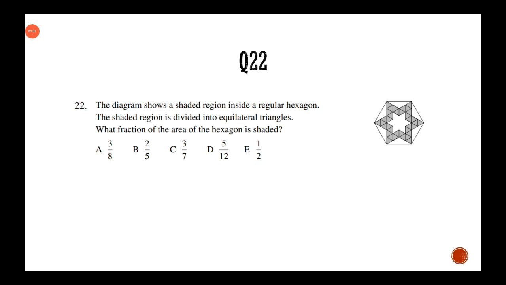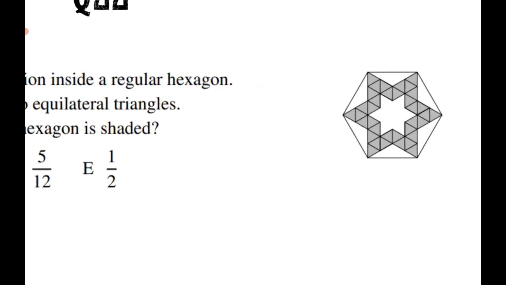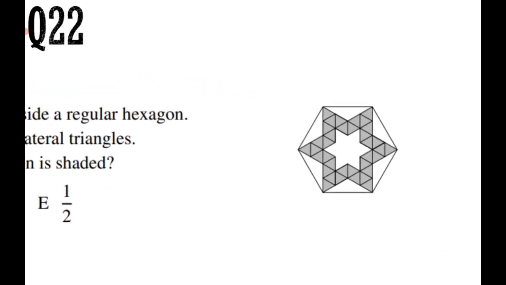This is JMC question 22 from JMC 2015, sorry. The diagram shows a shaded region inside a regular hexagon. The shaded region is divided into equilateral triangles. What fraction of the area of the hexagon is shaded? Okay, so I'll try and do this as best as I can.